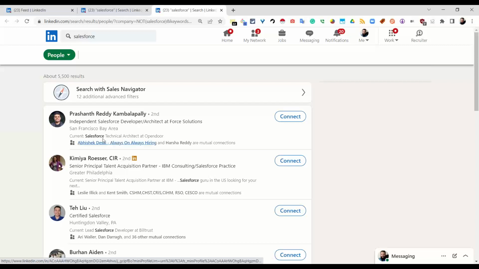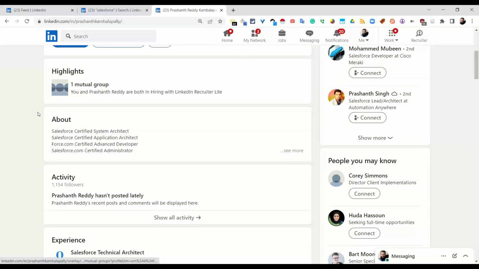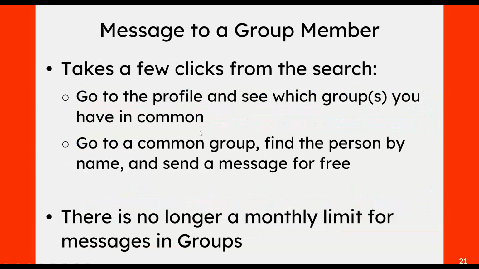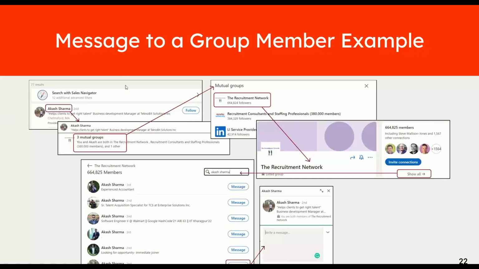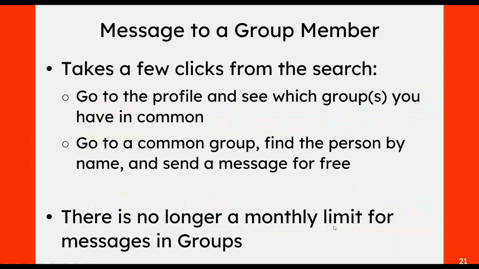You'll be able to click into any of these results, view the mutual group, go to the LinkedIn group that you're a member of. And actually, I've got a diagram for this, which is useful for reference. But the hack is really as simple as do your search, copy the URL, and then stick this highlighted yellow part just on the end.